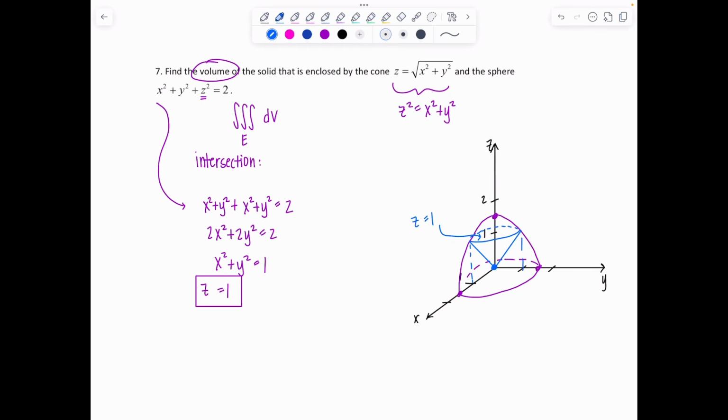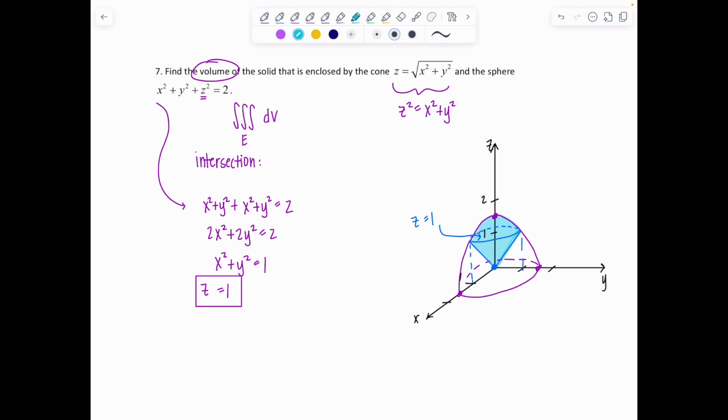Okay, so what solid is enclosed by this cone and the sphere? This cone is opening upward, and this sphere, you can think of it as opening downward. We're really enclosing this cute little snow cone. You see it? You see the snow cone? Enclosed by the sphere and the cone. Okay, so let's determine how to set up an integral to find the volume.